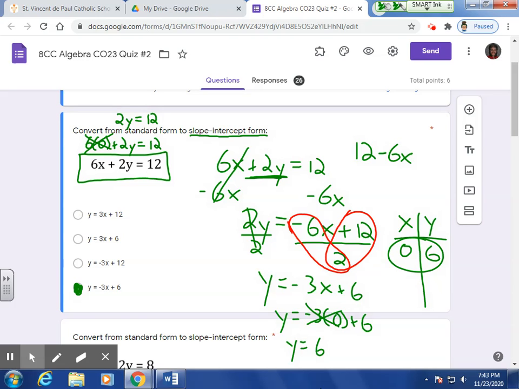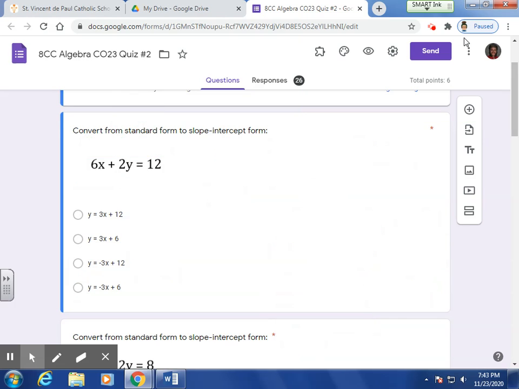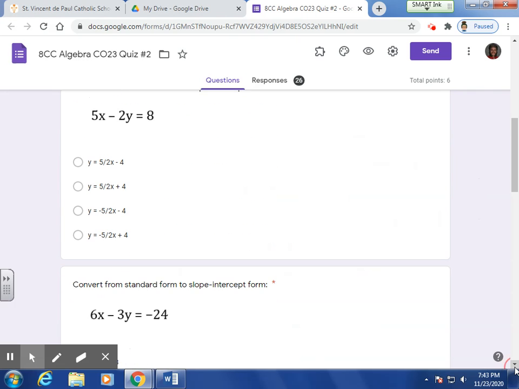If I had gotten an incorrect answer, and I had, say, done this one, y equals negative 3x plus 12, I plugged in 0 for x, I would get y equals 12, which is not what I get when I do it up here, right? Get y equals 6. So, nifty, if you want to use it, but that's a good way to check your answer. Okay, second one here.